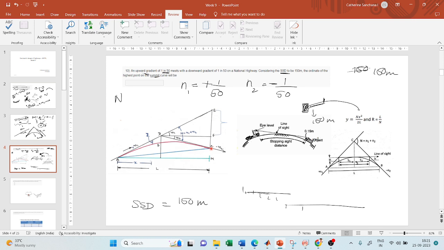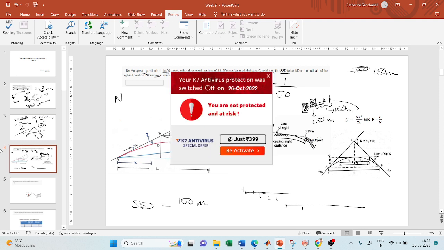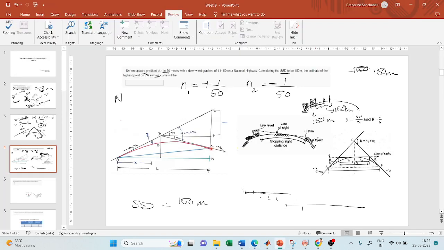Now from this point the driver has moved to this point because he is moving forward, right? So when he moves to this point, he will be able to see some increased distance, and that distance should be at least 150 meters. So when the driver keeps on traversing along the curve, at every point on the curve, he should be able to see at least 150 meters ahead of him. So SSD plays an important role in the length of the curve, right?